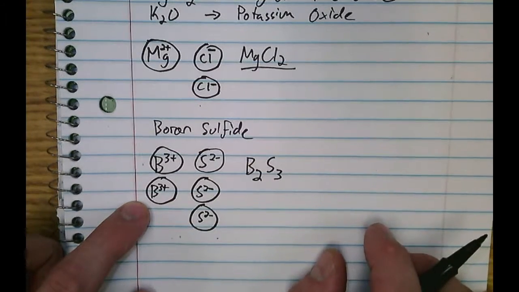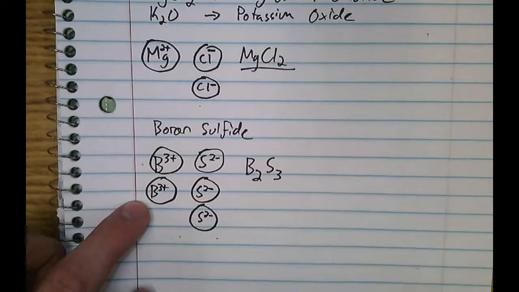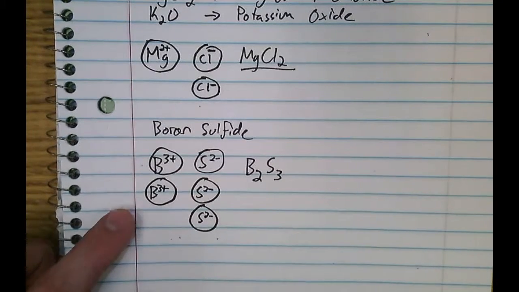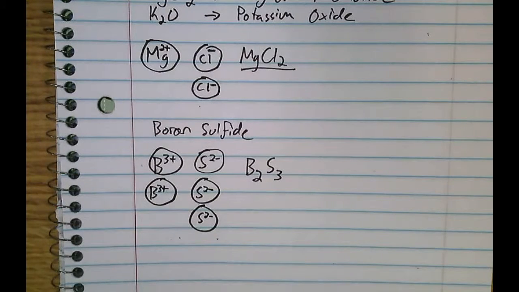Okay, so that's how you are going to name an ionic compound that has what I'd call the normal metals, the metals that we know the charge of. There's another video on how you do those tricky ones in the middle called the transition metals.